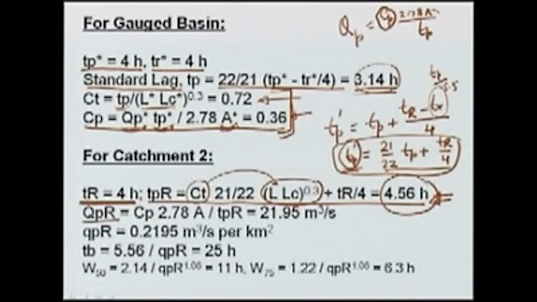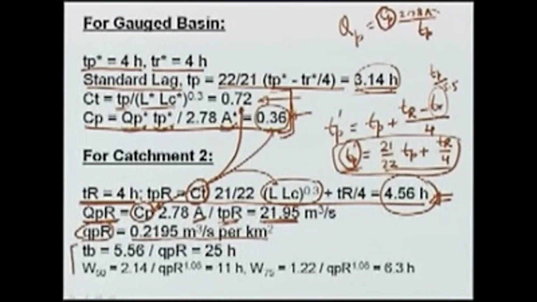The peak discharge is obtained using Cp, which we have already seen from the previous basin as 0.36, and Ct as 0.72. Using these values of Cp and Ct, we get the peak discharge as 21.95 cubic meters per second, with an area of the catchment of 100 and tPR of 4.56. Per unit area, the peak discharge can be written as 21.95 divided by 100 cubic meters per second per square kilometer.